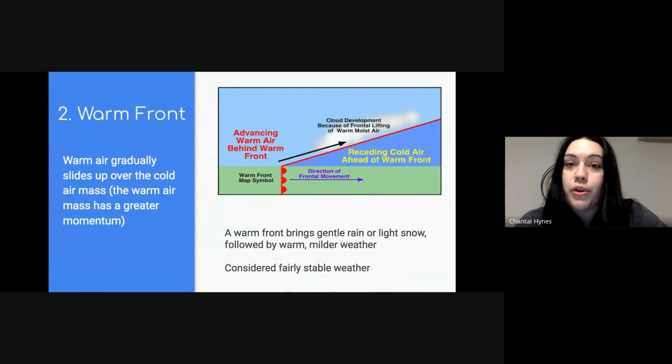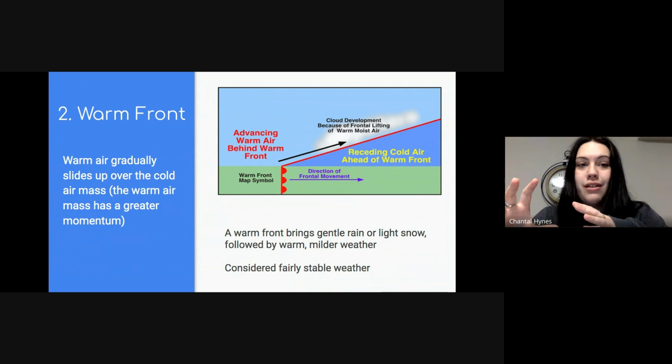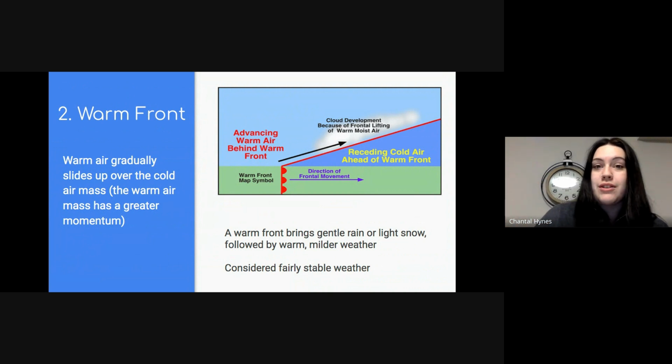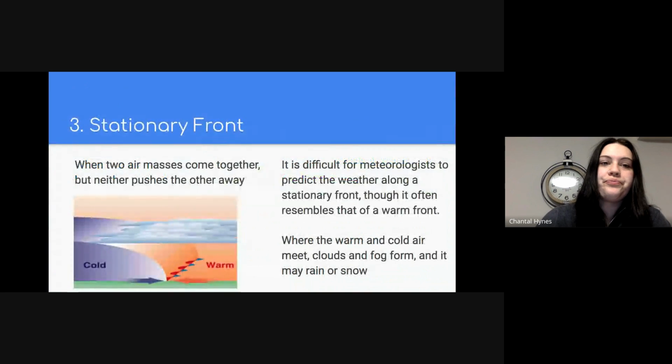Our next front that we're going to look at is called our warm front. So you have warm air that gradually slides up the cold air mass. And this is because the warm air has a greater momentum. So again, you can see the warm, moist air rising, and that's going to form your clouds. The warm front will bring gentle weather, so gentle rain and light snow, and it's considered fairly stable weather.